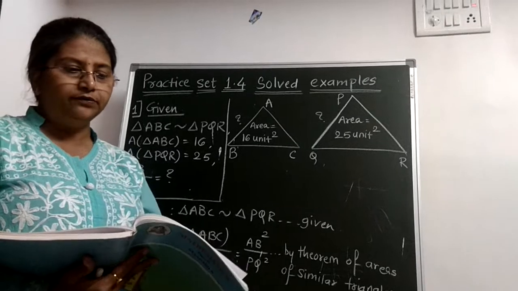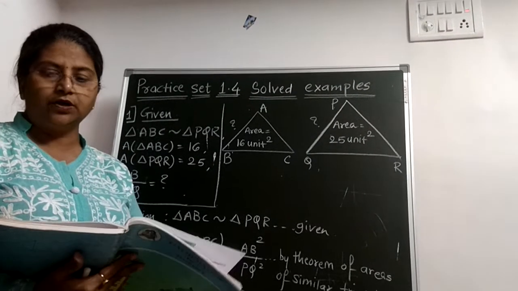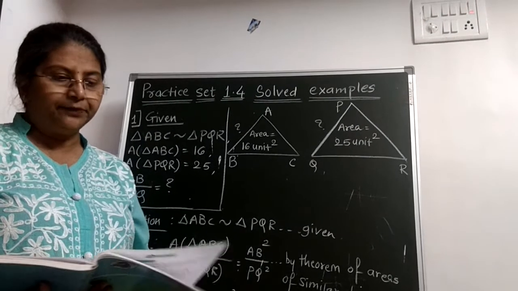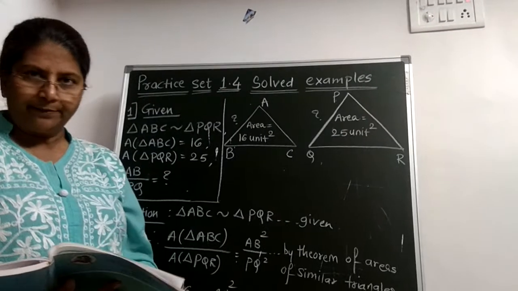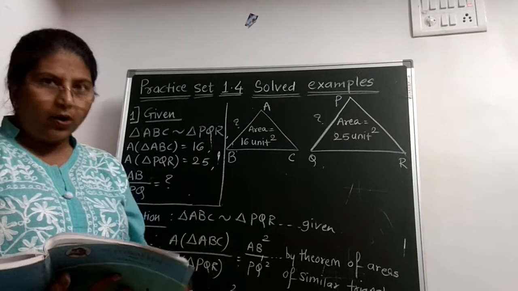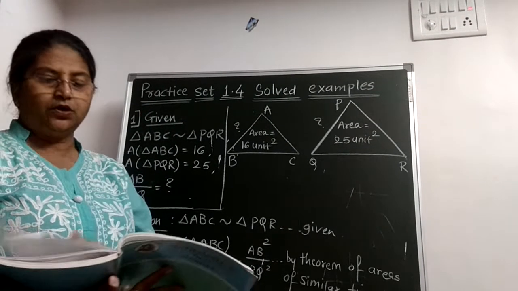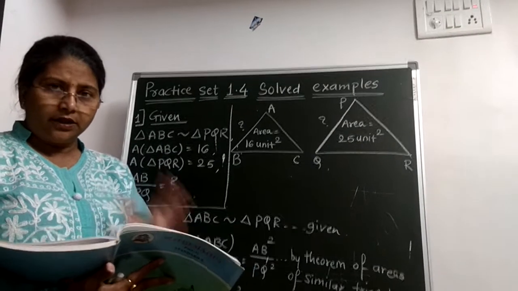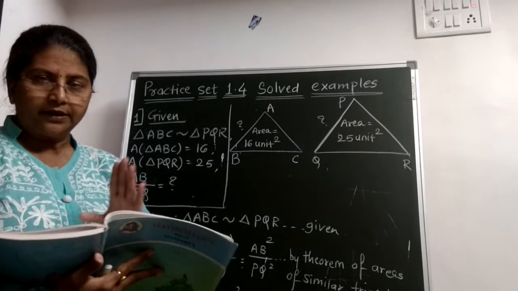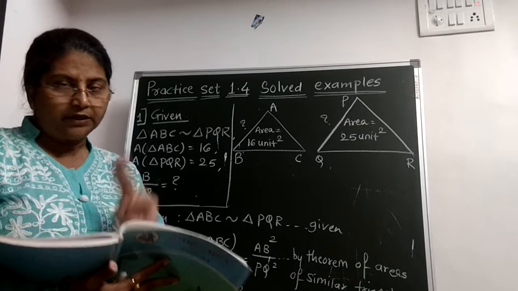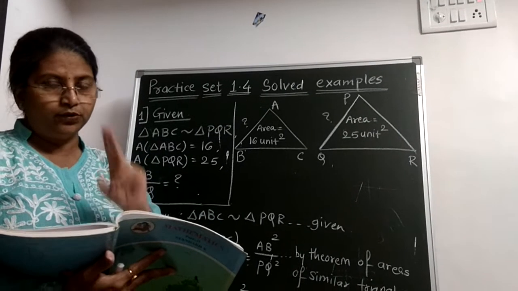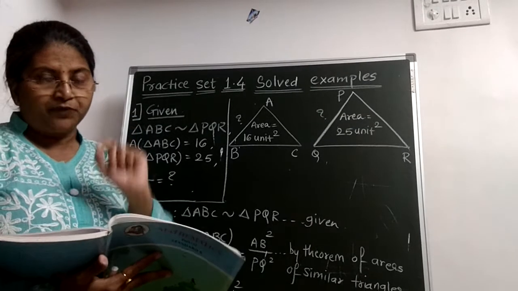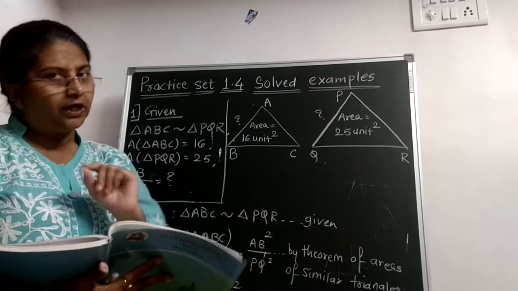We are going to solve the solved examples based on practice set 1.4, page number 25. Here, three solved examples are there, and all three are based on the theorem of areas of similar triangles. The theorem says that when two triangles are similar to each other, then the ratio of the areas of those two triangles is always equal to the ratio of the squares of their corresponding sides.